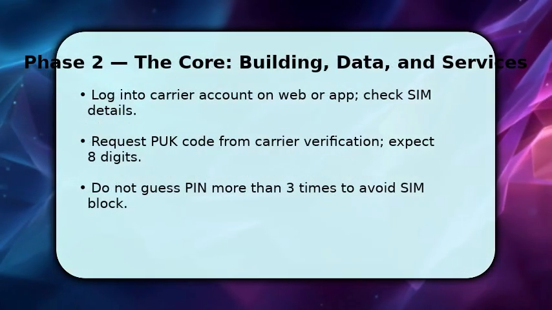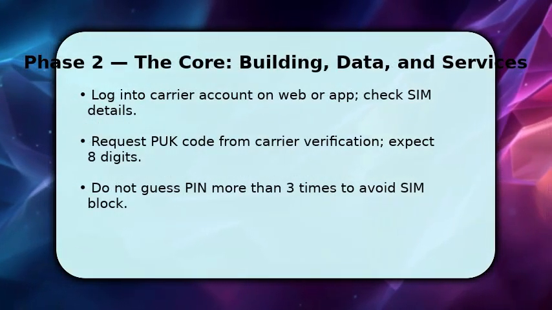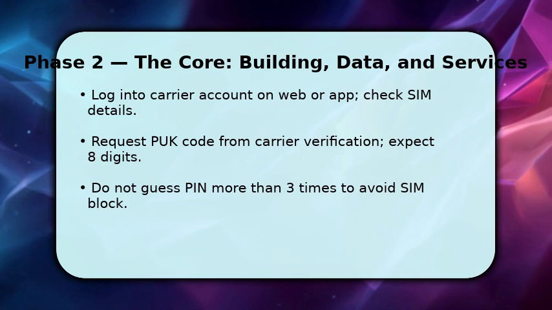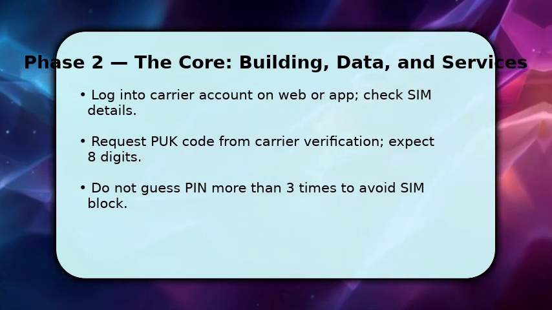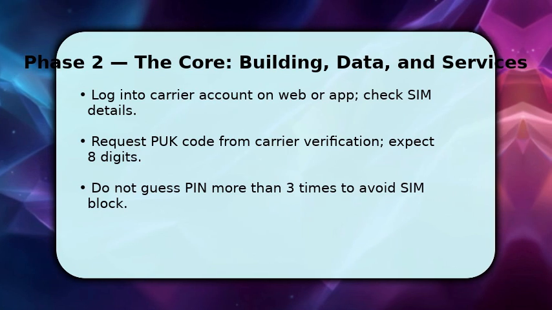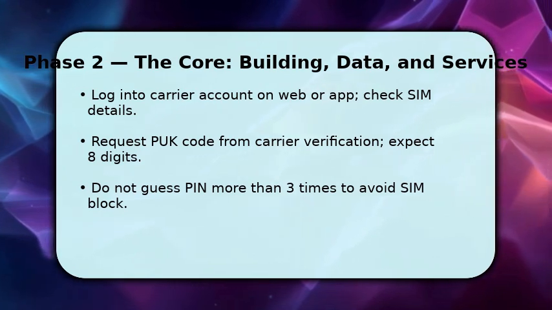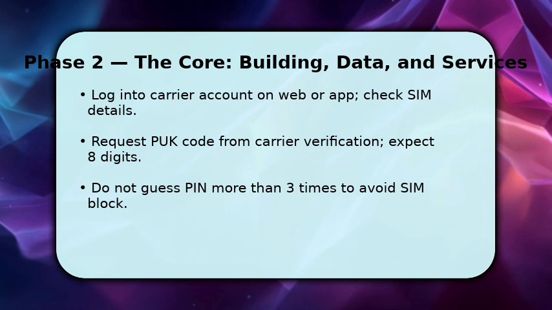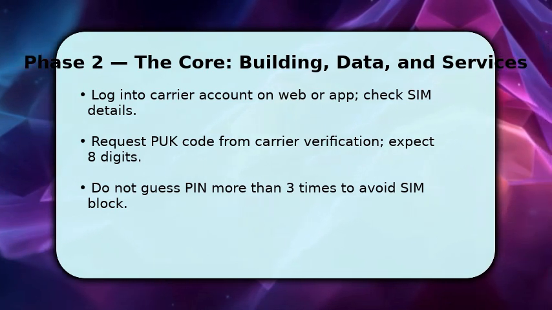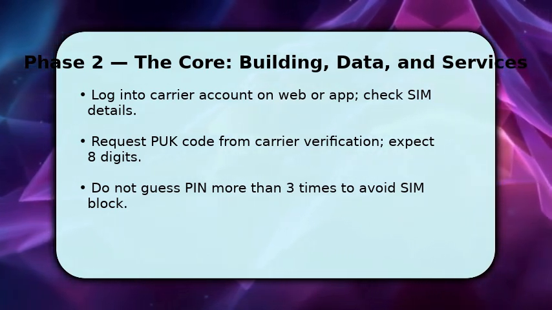For a SIM PIN issue, log into your carrier account or call support while authenticated. Carriers can provide the PUK, an 8-digit recovery code, after verifying you. Once you have the PUK, enter it to reset the SIM PIN and choose a new 8-digit PIN.